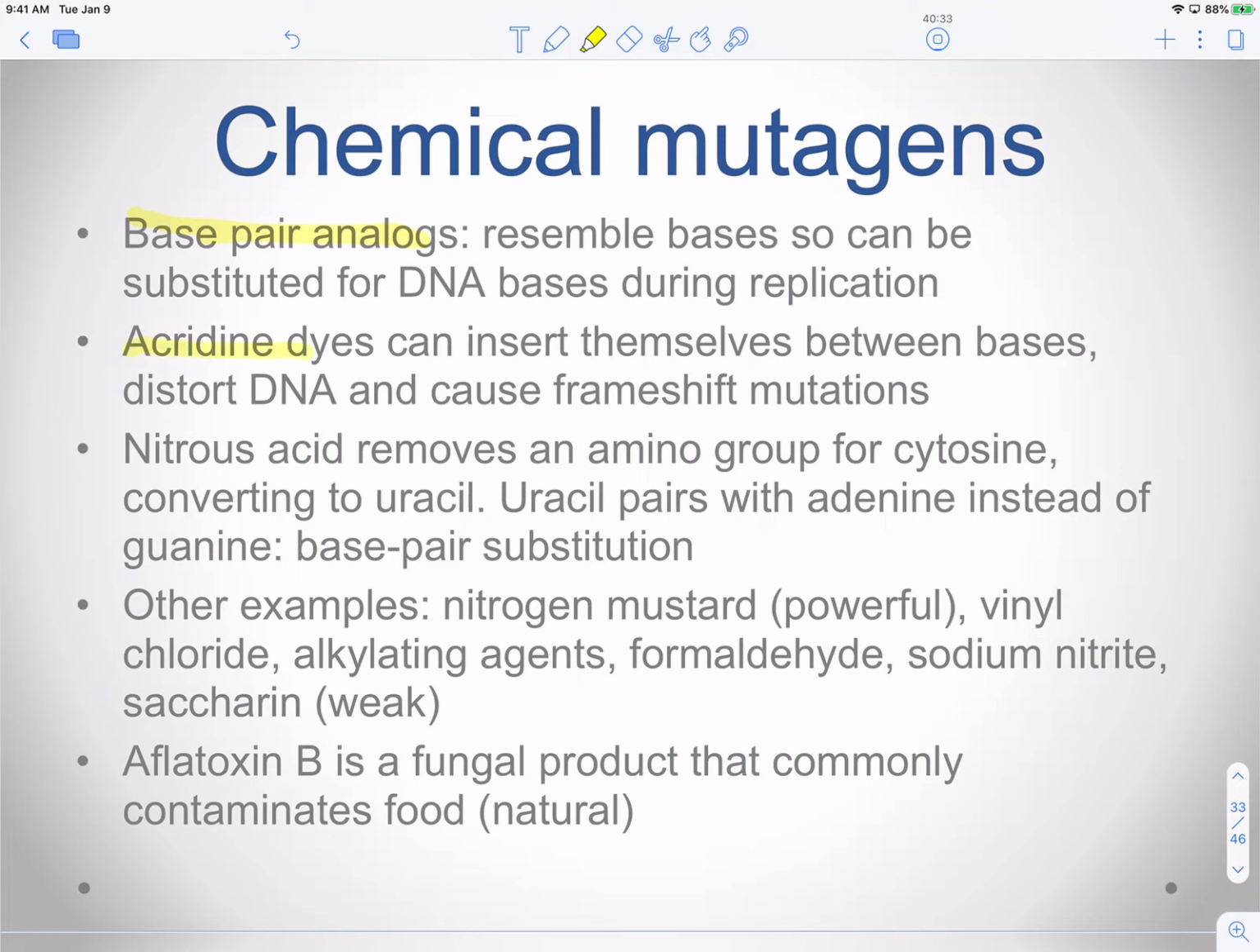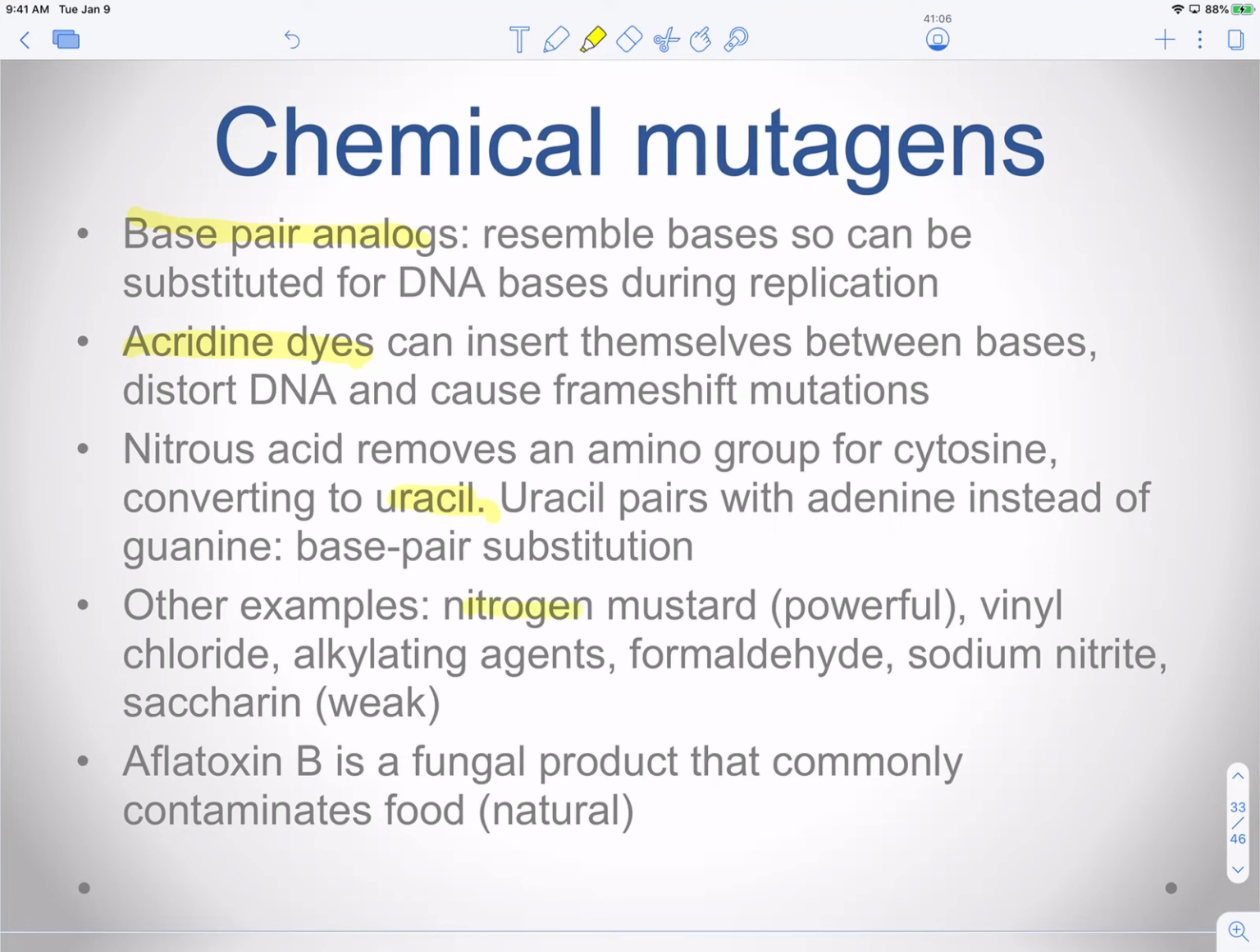Acridine dyes can incorporate in between bases. They don't really alter bases. However, because they incorporate, when the DNA does replicate, it can cause a base pair shift, or a loss of bases just by the presence of those dyes. Nitrous acid can remove an amino group from cytosine and convert it to uracil. And then uracil is going to pair with adenine instead of guanine, and so you get a base pair substitution.